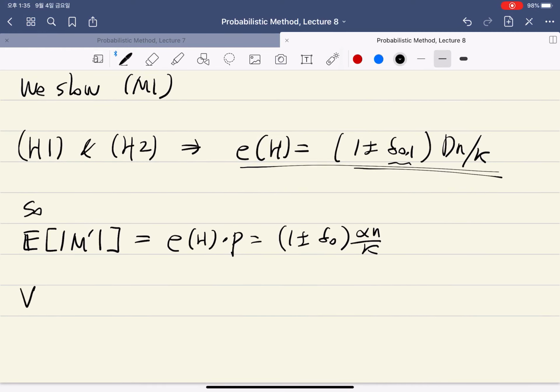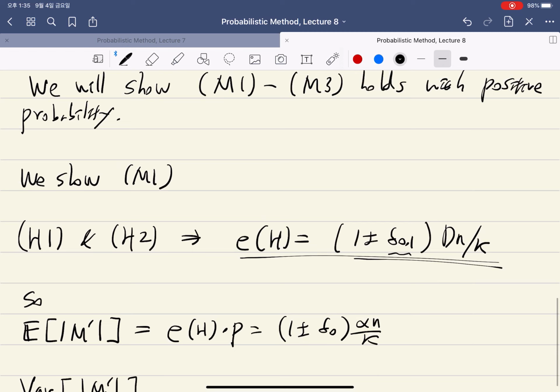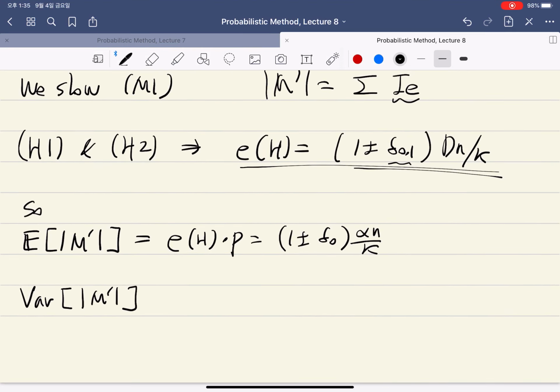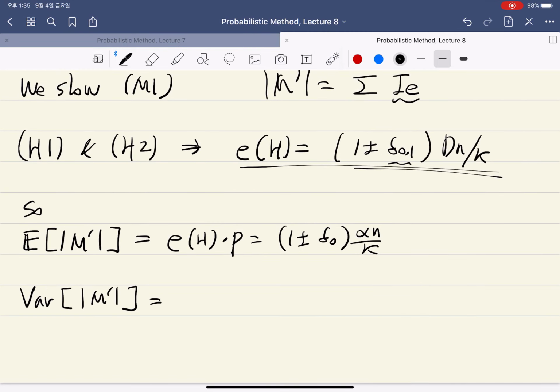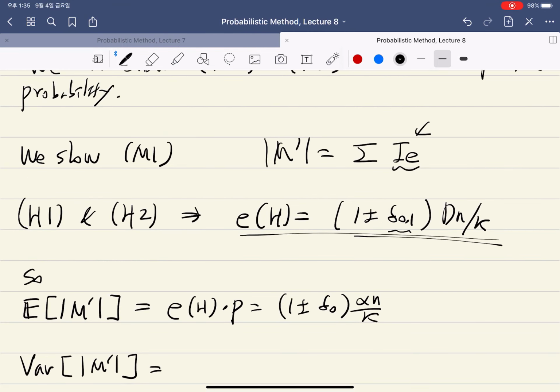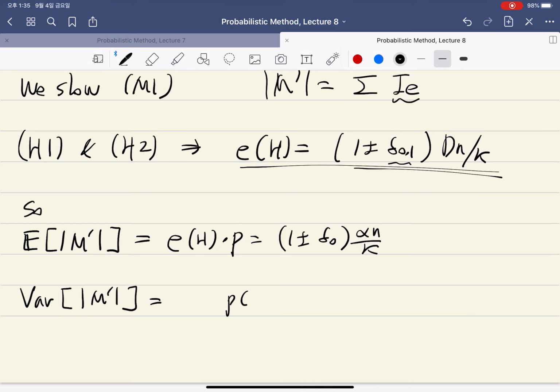So, what's the variance? Again, this M prime, the size of M prime, is a summation of indicator variables, where each edge is chosen or not. And these indicator variables are all mutually independent. For an indicator variable, we know the variance. And if they are all independent, then this is simply the summation of all the variances of the indicator variables, which is p times 1 minus p. And then there are the number of edges many.